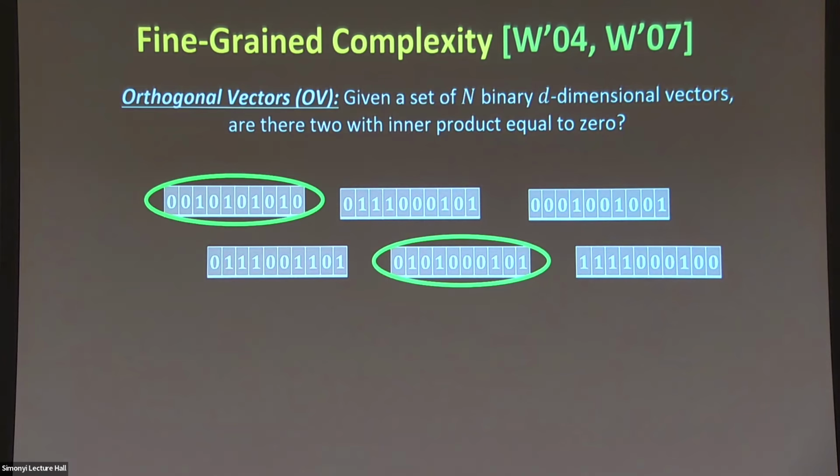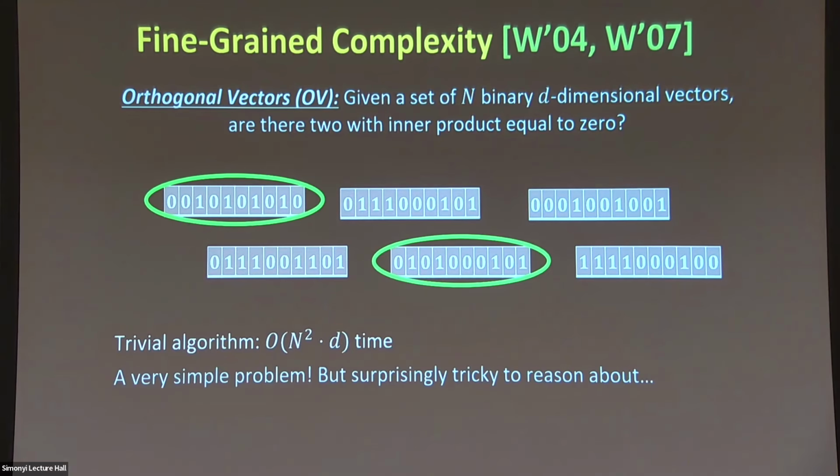All right. This is a very, very simple problem, right? And there's a trivial algorithm in n squared times d time. But it's surprisingly tricky to reason about. If the dimension becomes some function of n, this problem becomes difficult to find a faster than quadratic time algorithm. Although it does seem like a very simple and very basic problem.